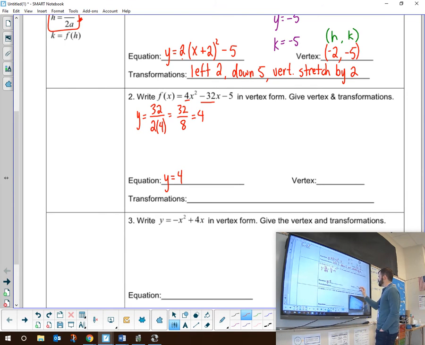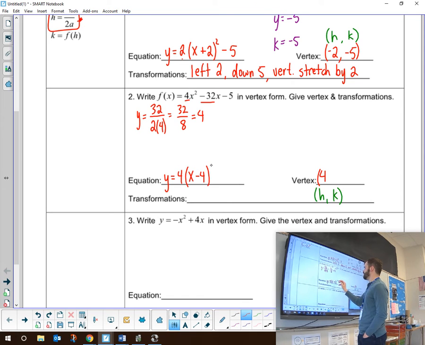So my vertex part, my h, right, we have our h and our k, my h is going to be 4. That means in my equation we're going to have x minus 4 squared, and we're just waiting for what my k is. So we're going to take that 4 of my vertex, plug it back in to find my k. So we're going to go 4 times 4 squared minus 32 times 4 minus 5. Like I said, calculators are your friend.